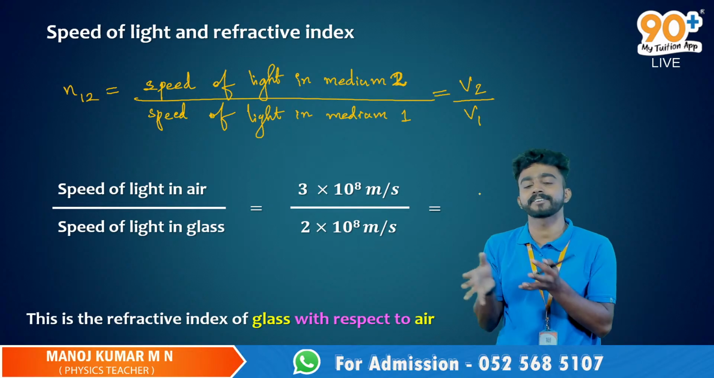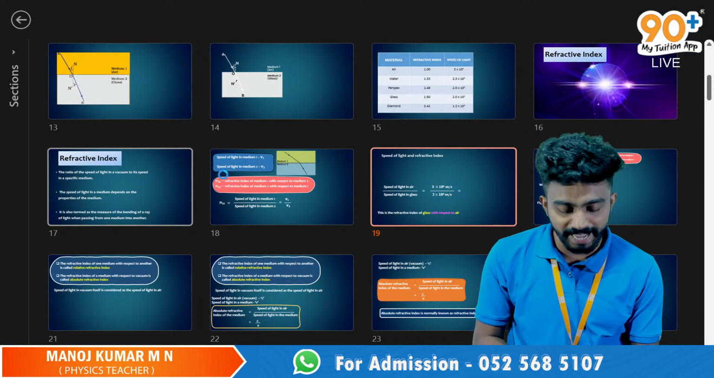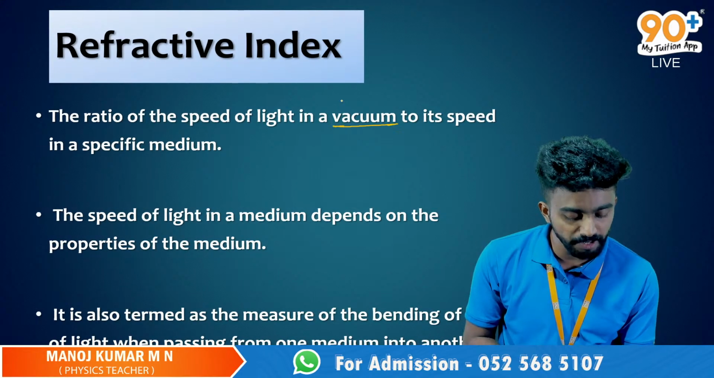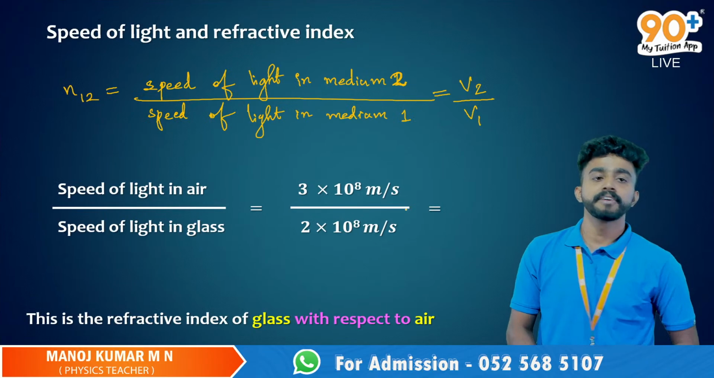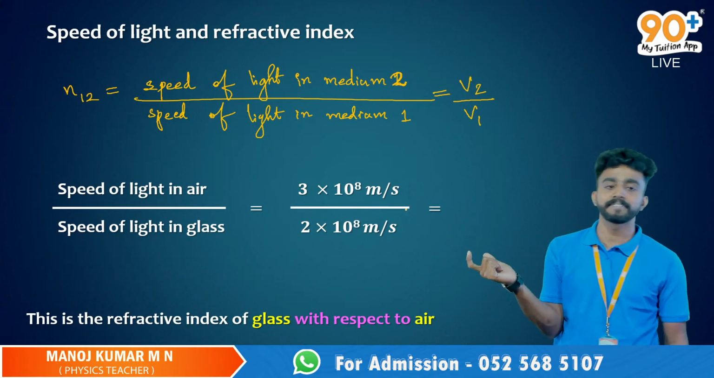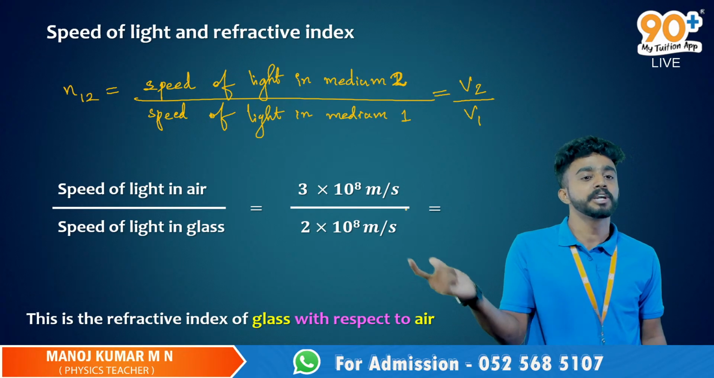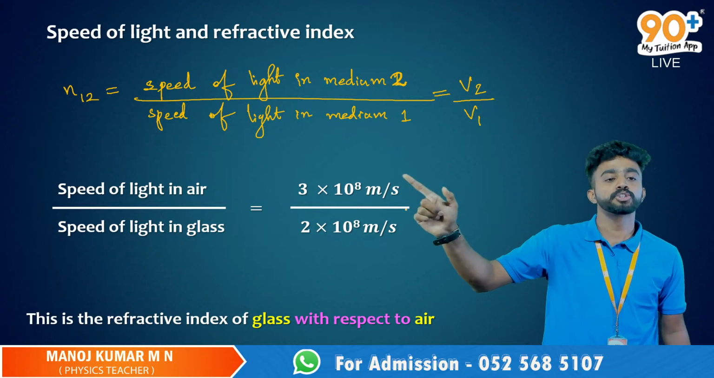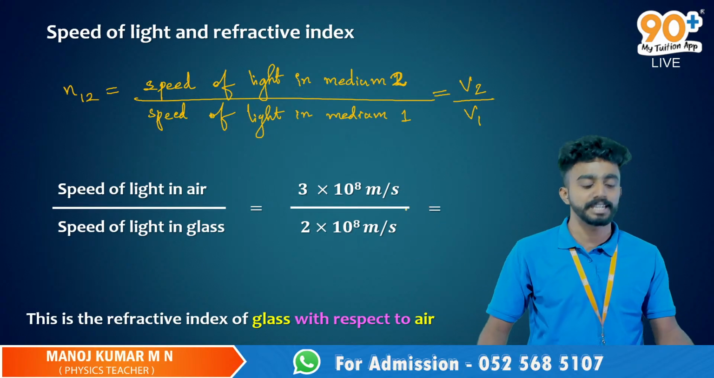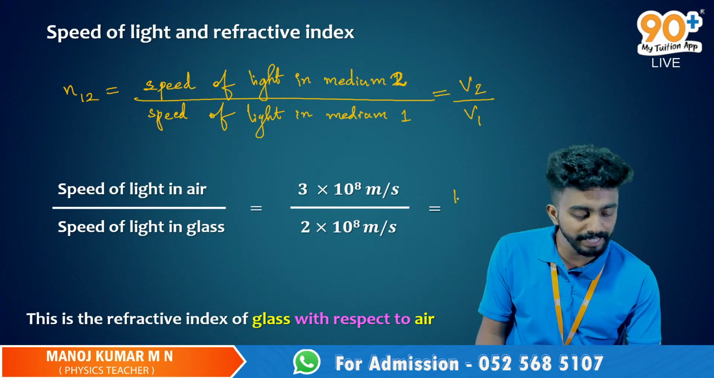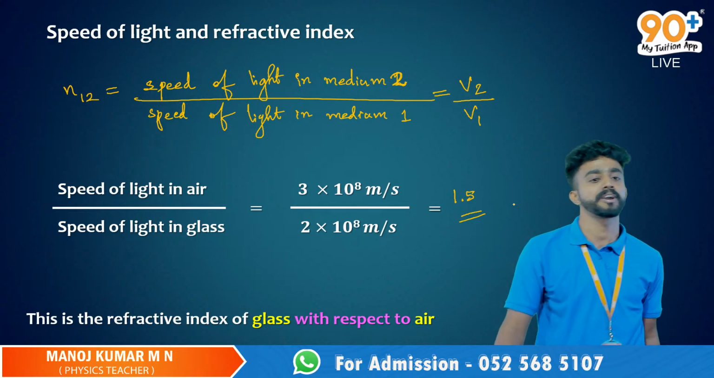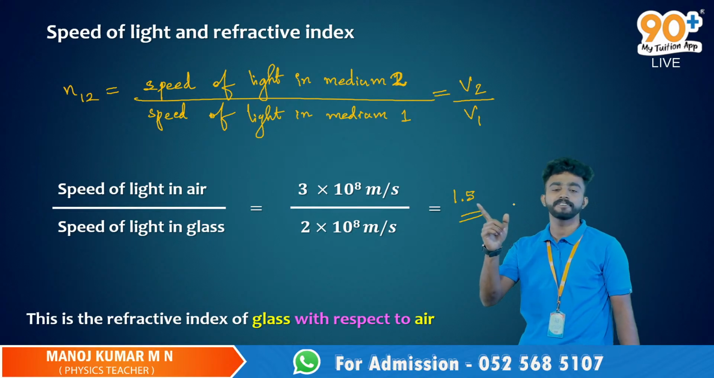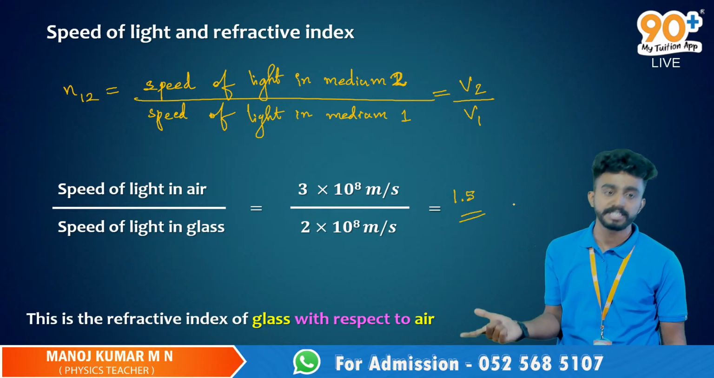That will be the refractive index, right? So this is the refractive index of glass with respect to air. Always when we are calculating refractive index, what will be there? Vacuum or air will be there. Don't forget. Always with respect to air or vacuum, we will be calculating refractive index. So when we calculate the speed of light in air with respect to glass, we get the refractive index of it. So 3 into 10 raised to 8 divided by 2 into 10 raised to 8. If we do it, we'll get the value as 1.5. That is the refractive index of glass with respect to air.